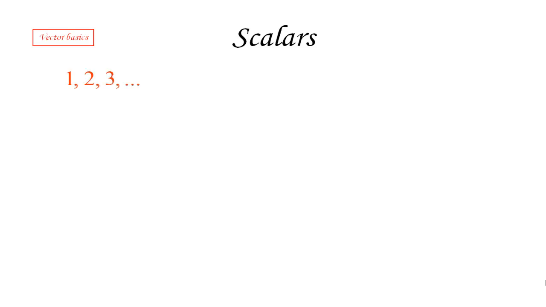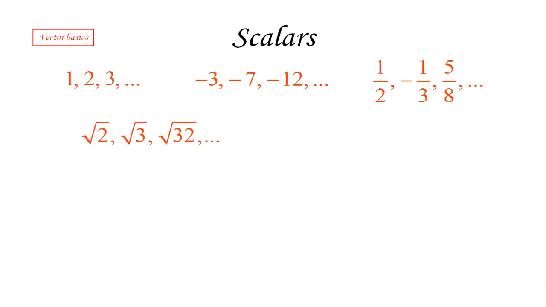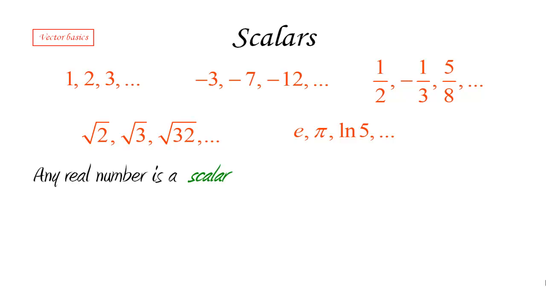Well, a scalar can be any whole number, 1, 2, 3, 4, 5, or it could be a negative number, -3, -7, -12, or negative whatever you want, or even 0, right? It could be a fraction, positive or negative. It could be a root, or any kind of root, not just a square root, or it can even be any one of those strange transcendental numbers like e, pi, ln 5, etc. So in other words, a scalar is simply a real number.